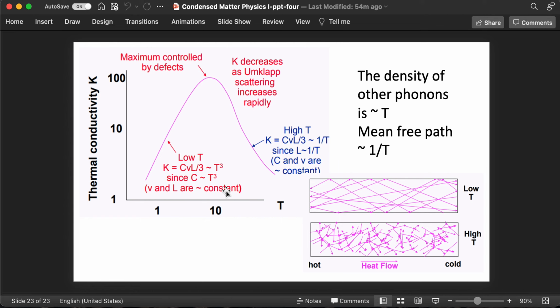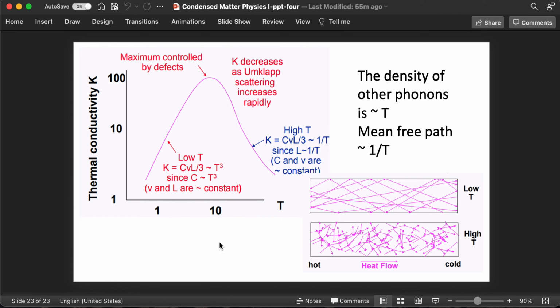The velocity also is more or less constant because it's long wavelength. It's like sound. In the Debye approximation, you can think of the sound velocity as approximately constant for all the modes. So v is constant, l is more or less constant, specific heat goes as T cubed, and therefore the thermal conductivity goes as T cubed here. So that's essentially how you explain the temperature dependence of thermal conductivity.